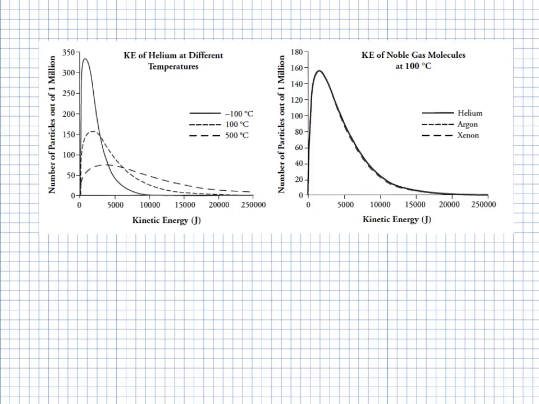Okay, so these two graphs are not quite Maxwell-Boltzmann distributions. They are variations of that because these are showing kinetic energy. And it's the same thing, difference in temperature and difference in mass. So what do we see here? Temperature has an effect on kinetic energy. Higher temp equals higher kinetic energy. But what about the mass?